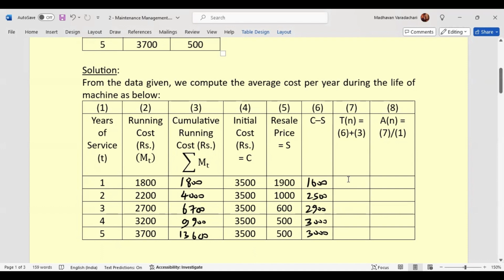Okay, now total cost will be the sum of this C minus S, that is initial cost minus resale value, plus the cumulative running cost. So if we add, it will become 3,400. So average cost will be 3,400 by 1. It is 3,400. 2,500 plus 4,000 works out to 6,500 here. So 6,500 divided by 2 will work out to 3,250.